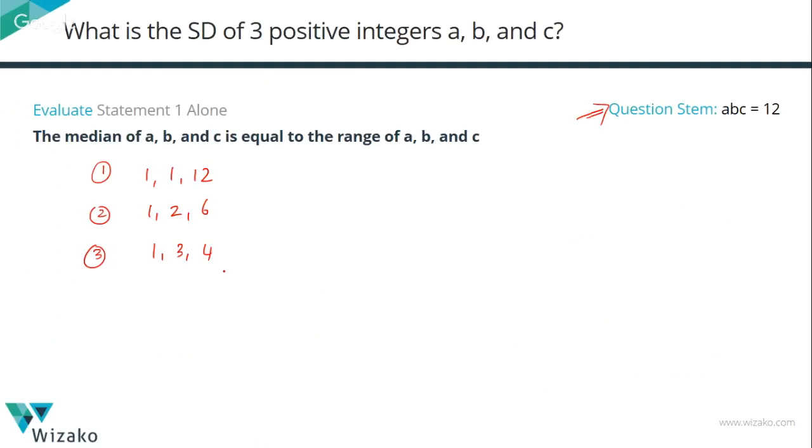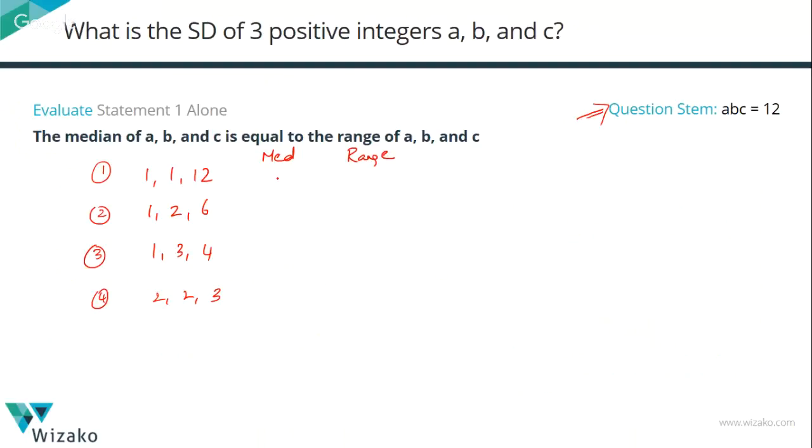Is there anything else? Have you missed out something? There is, which is essentially 2, 2, and 3. The product of these 3 numbers is also equal to a 12. These are the only 4 possibilities where the product of 3 positive integers is going to be equal to a 12. Let's start listing down the median and the range for each of these and check out in which all cases is a median equal to the range.